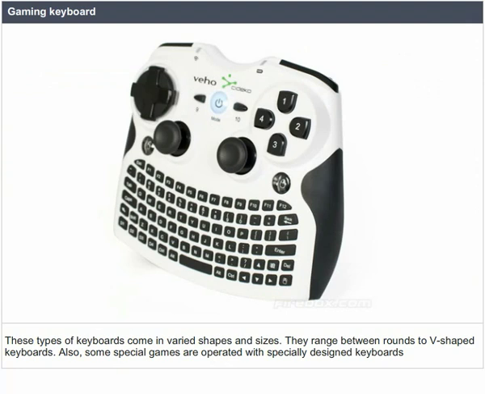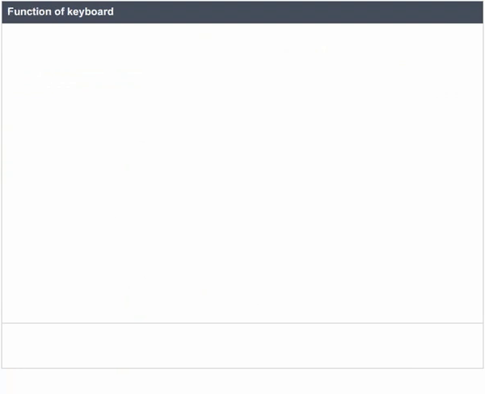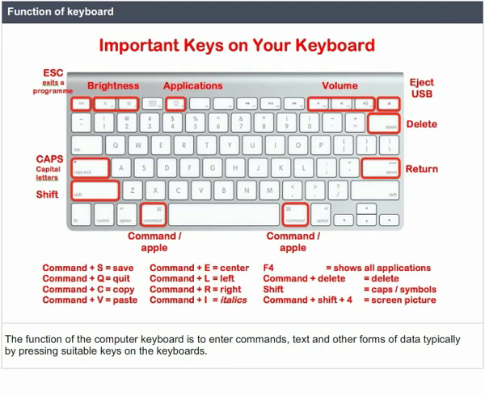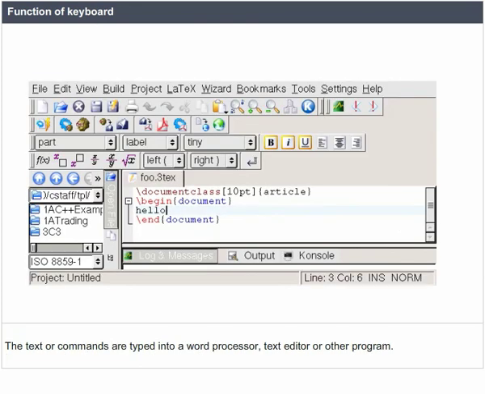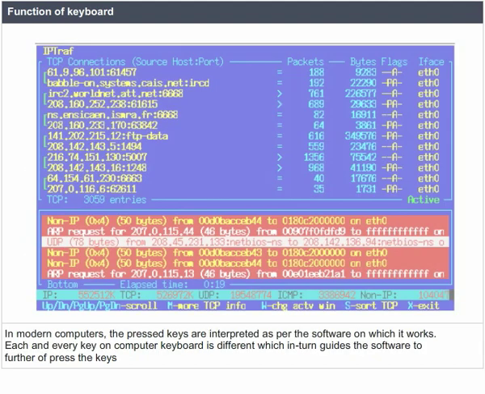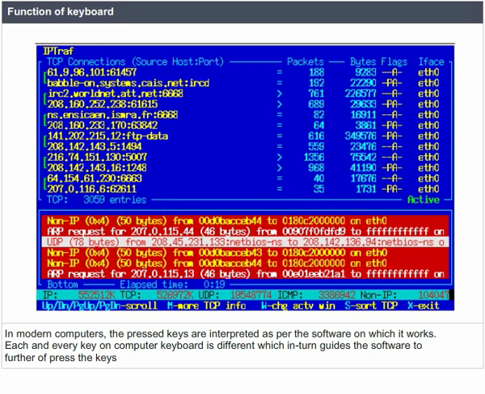Function of keyboard. The function of a computer keyboard is to enter commands, text, and other forms of data, typically by pressing suitable keys on the keyboard. The text or commands are typed into a word processor, text editor, or other programs. In modern computers, the pressed keys are interpreted as per the software on which it works. Each and every key on a computer keyboard is different, which in turn guides the software with regard to further pressing of the keys. The keyboard is utilized for gaming also.